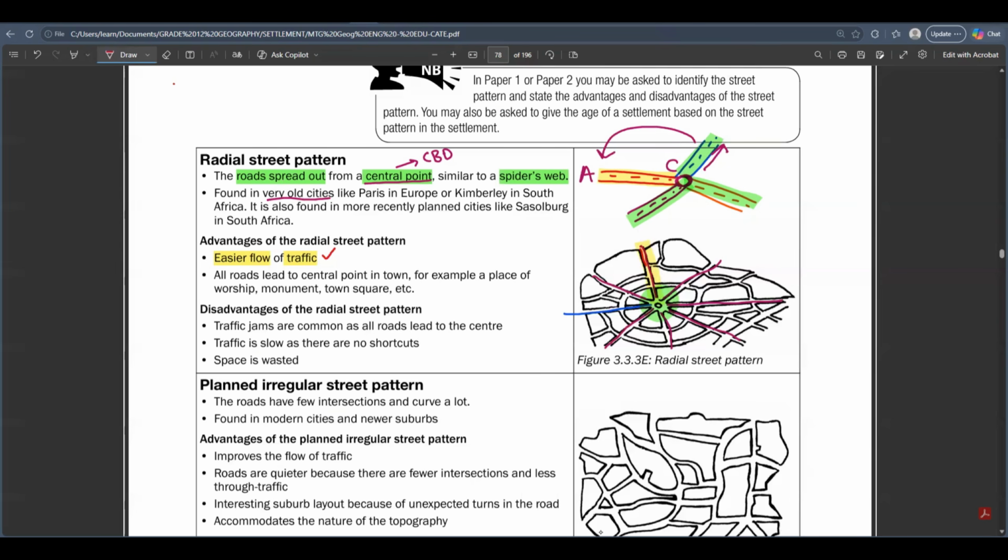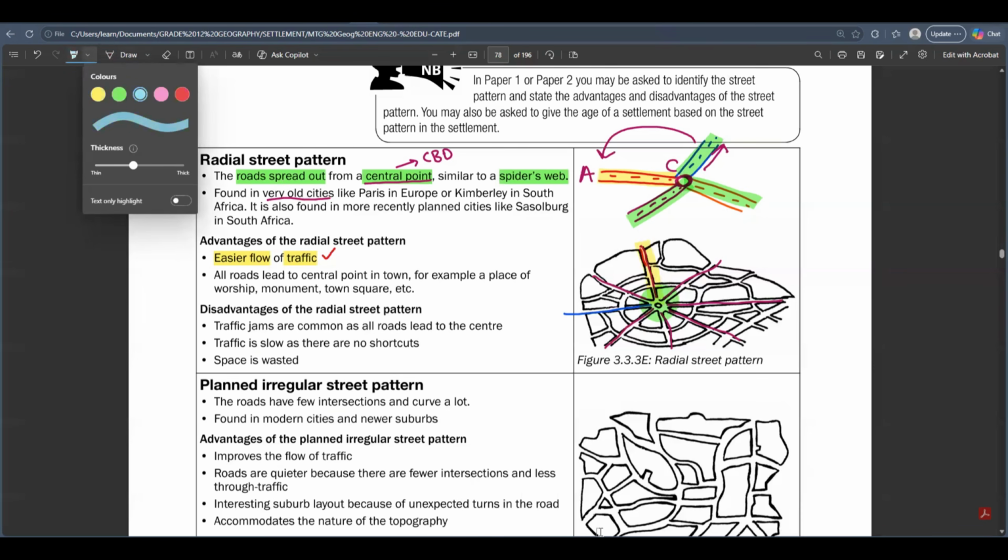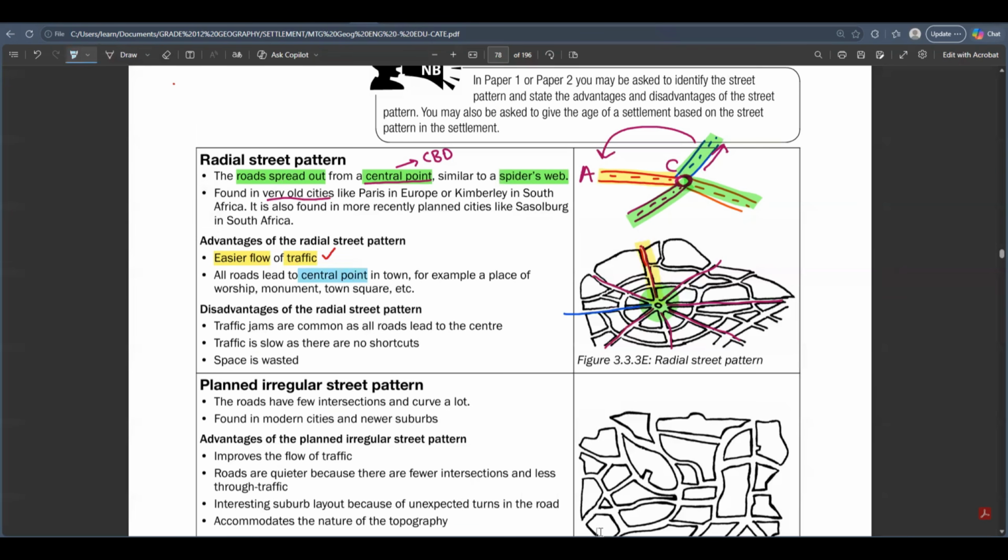I wish that I had images or animations to describe this in a better way, but I hope that you guys are understanding here. And here, all the roads, they are leading towards a central town. That's an advantage. So all the roads lead towards a central point in town. For example, a place of worship. Maybe all the roads are leading towards a church. Maybe all the roads are leading towards a monument, such as a museum or a place where there's a statue. For example, in Pretoria, there's a statue of Paul Kruger. So all the roads are going towards the Paul Kruger statue, right?